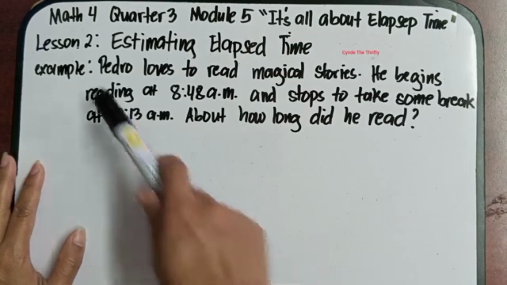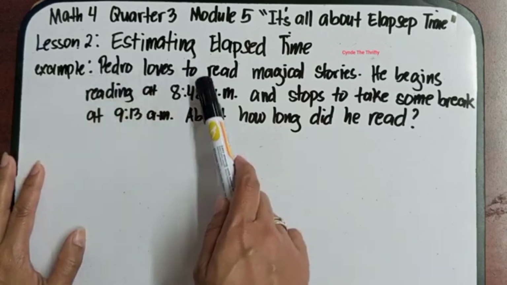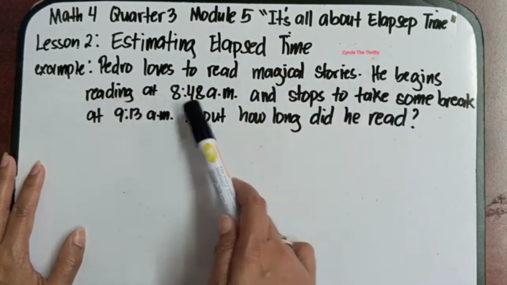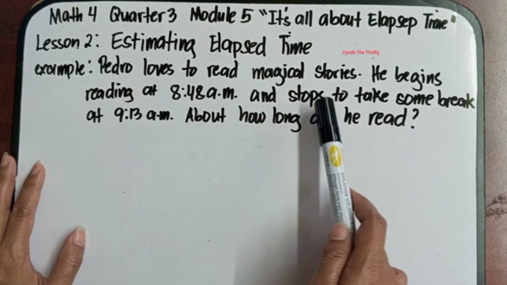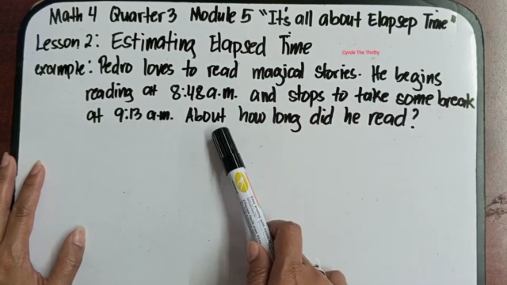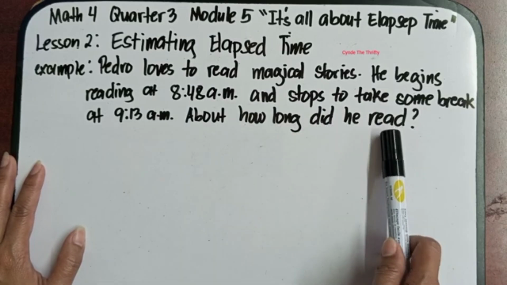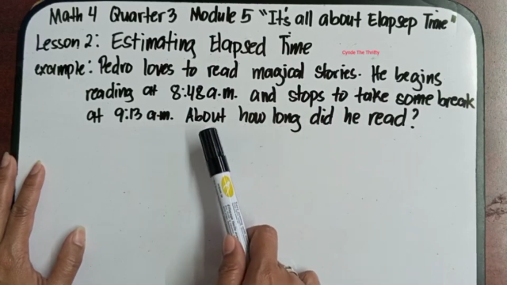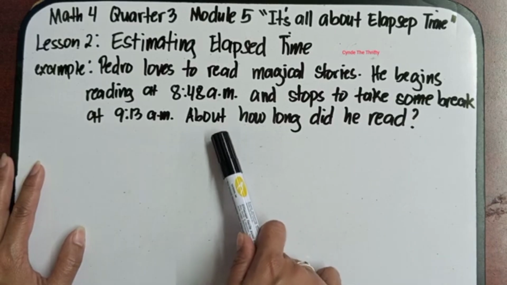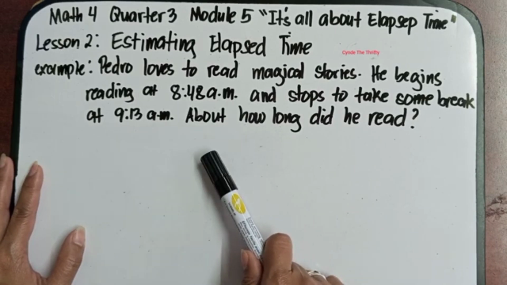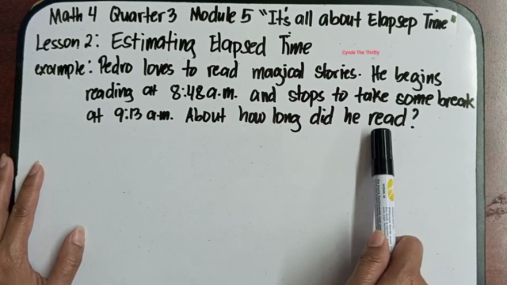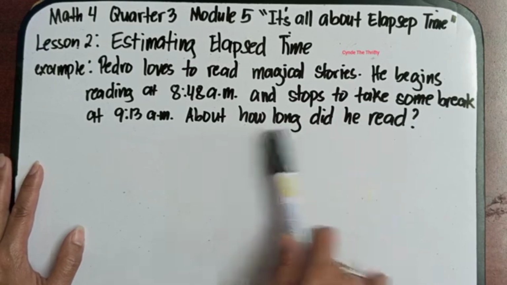Example number 2. So Pedro loves to read magical stories. He begins reading at 8:48 a.m. and stops to take some break at 9:13 a.m. About how long did he read? So meron naman tayong about. So ibig sabihin, i-estimate natin yung time na nagbasa si Pedro. So ano yung hinahanap natin? About how long did Pedro read his stories? So ito yung question natin.